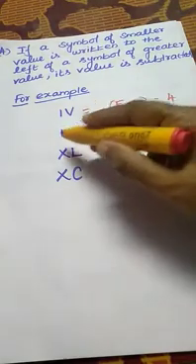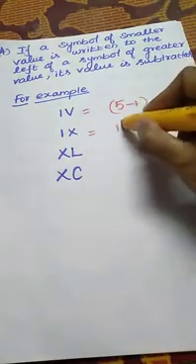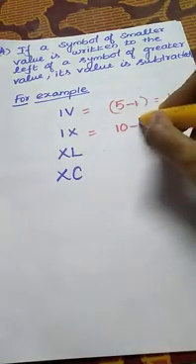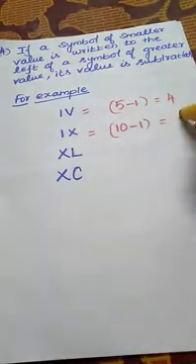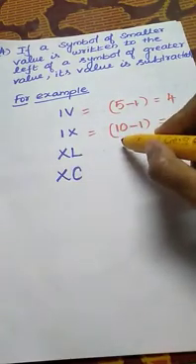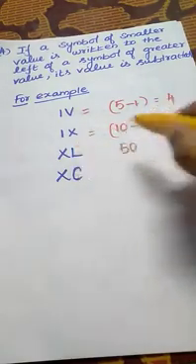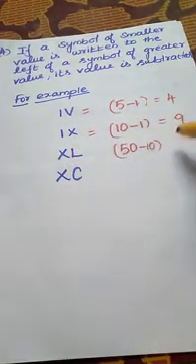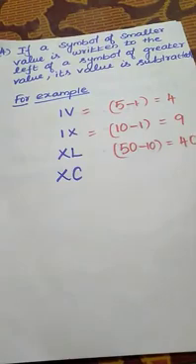The next one, IX. What is the value of X? That is 10. On the left side we use the number I. So we subtract 1. So 10 minus 1, the answer is 9. Next, XL. What is the value of L? That is 50. X value is 10. So 50 minus 10 is equal to 40.